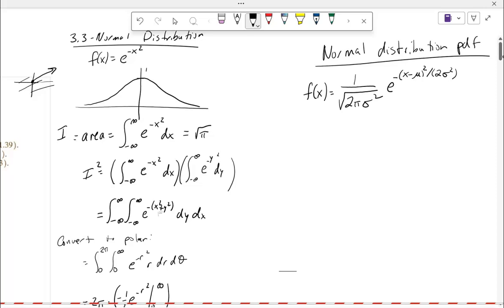What does subtraction do? It's a shift, right? So basically what this does is it moves your high point, and we already talked about the high point being the mean. So that mu is representing the mean, which is why we use the mu there.